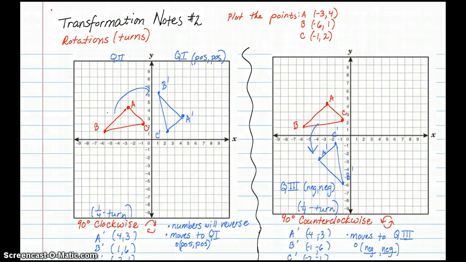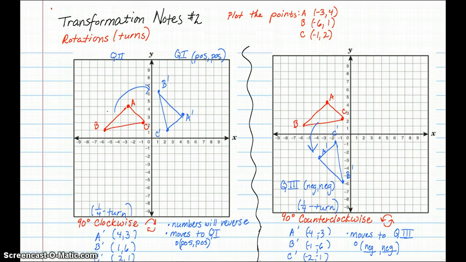So for your 90-degree counterclockwise turn, you can see that A prime is negative 4, negative 3, B prime is negative 1, negative 6, C prime is negative 2, negative 1. You went counterclockwise, which moved you into quadrant 3. The pattern in quadrant 3 for the ordered pairs is negative, negative. So in my opinion, it's easier. You know that the numbers are going to reverse, so you can see that. We're going to write that right now.